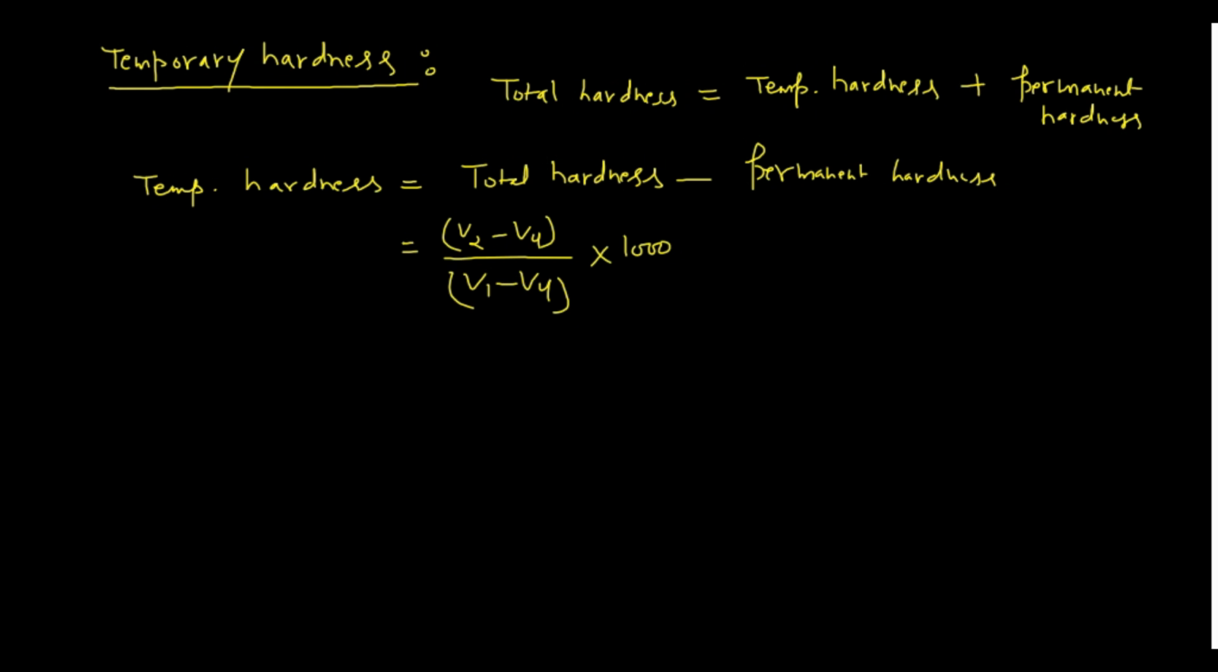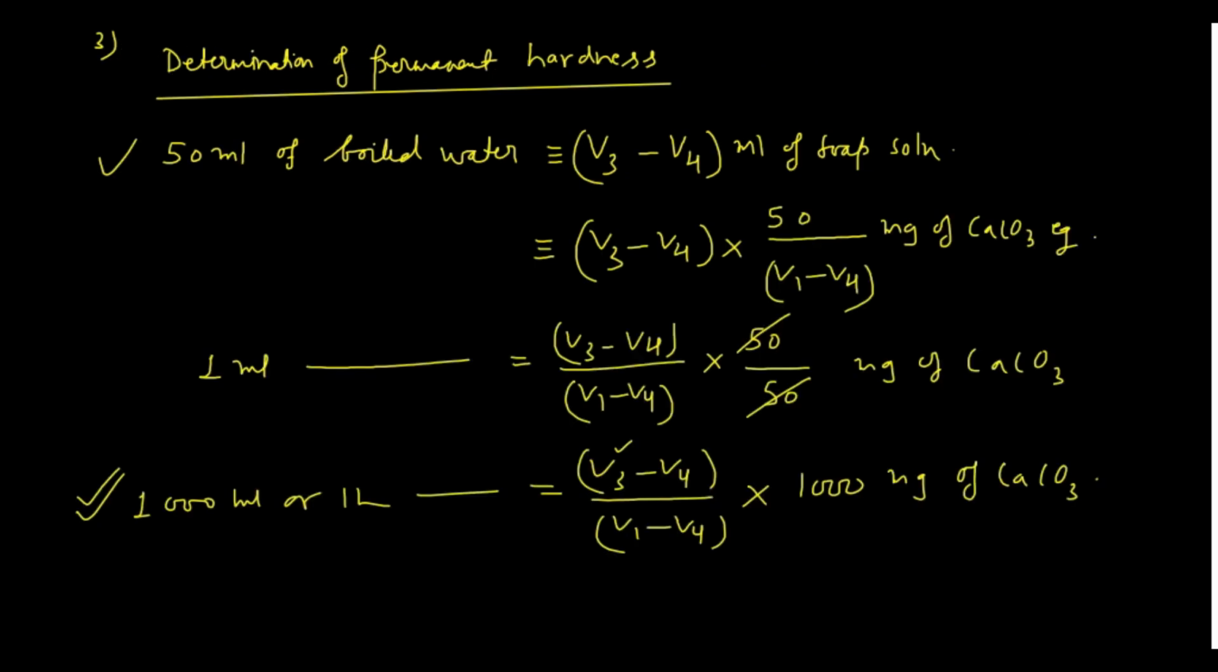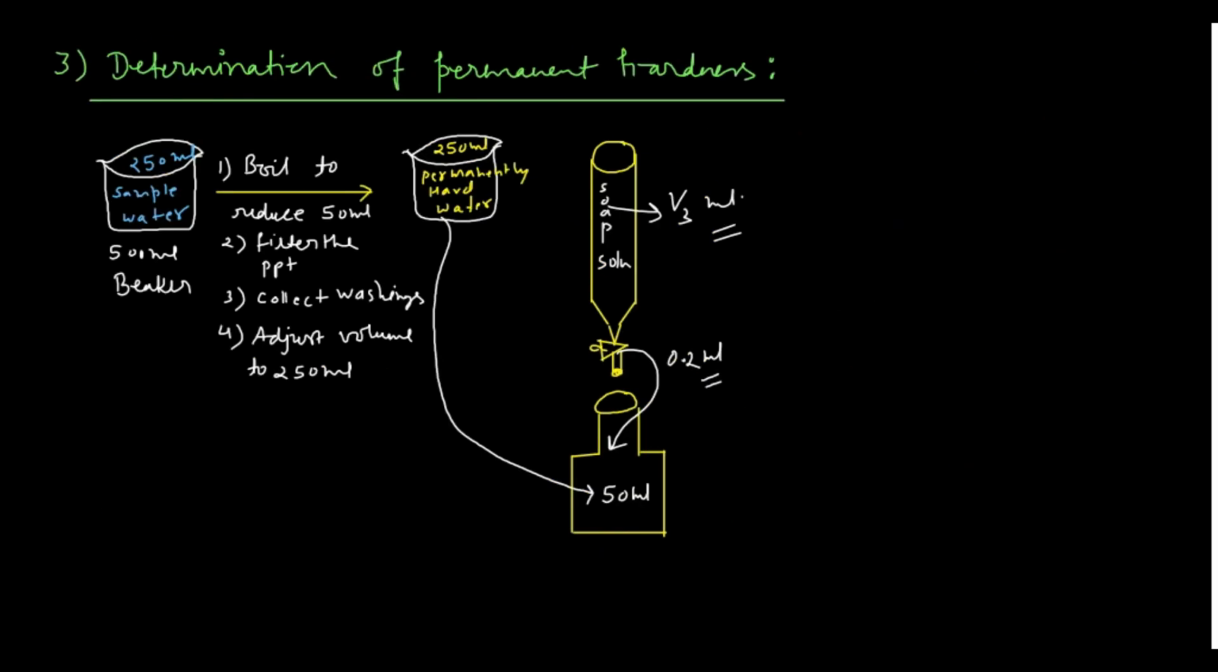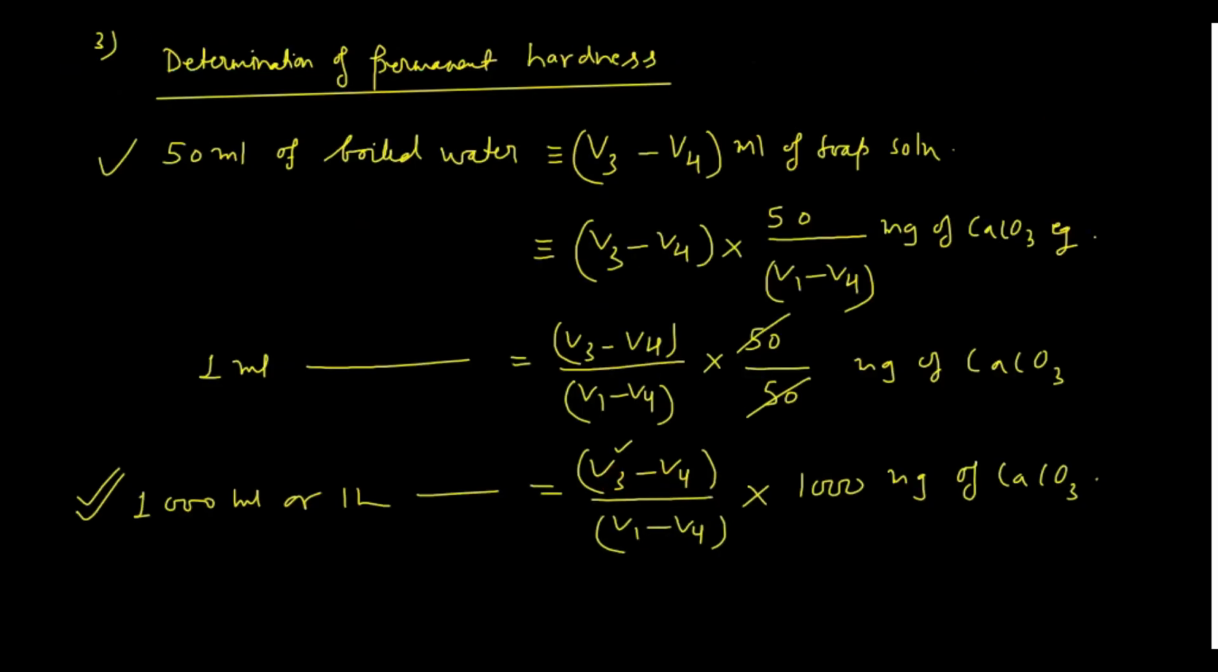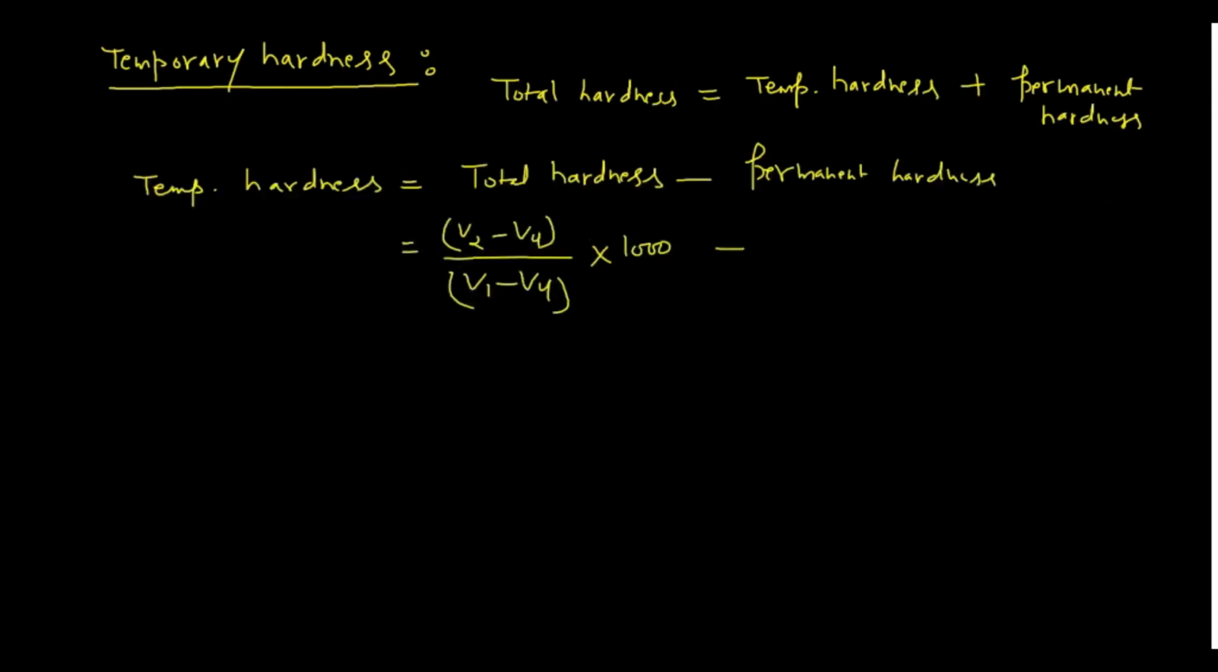And then minus the expression for the permanent hardness, and for permanent hardness you are having this particular expression, V3 minus V4 over V1 minus V4 multiplied by 1000. So here I will write (V3 minus V4) over (V1 minus V4), both in the bracket, important, multiplied by 1000. Of course, this will be in ppm.